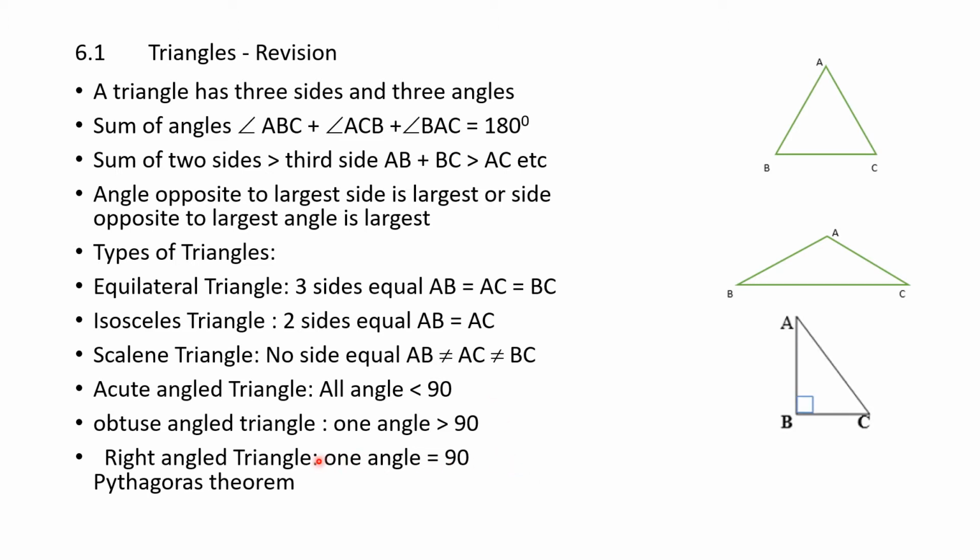Right angle triangle. In a right angle triangle, one angle equals 90. That is, angle B in this triangle, third figure ABC, angle B is 90 degrees. So here, B is a right angle triangle. When one angle is 90 degrees, we can apply Pythagoras theorem.